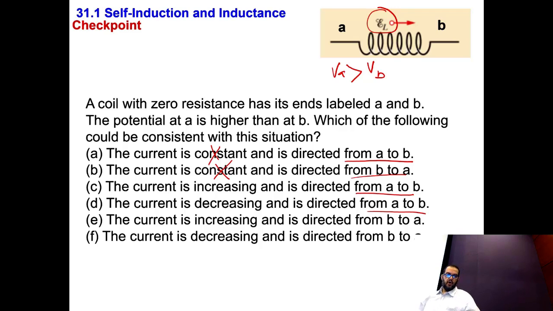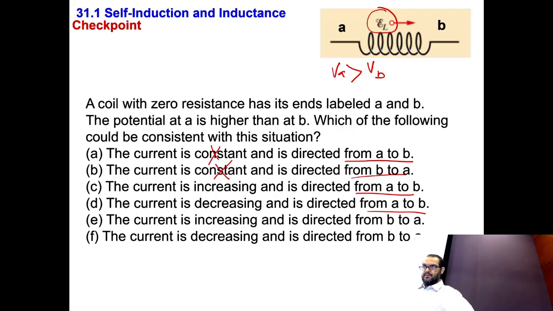Okay, so who says C? Anybody says C? Okay. Who says D? The current is decreasing and is directed from A to B. D. 1, 2, 3, 4, 5. Okay. Who says E? The current is increasing and in the direction from B to A.